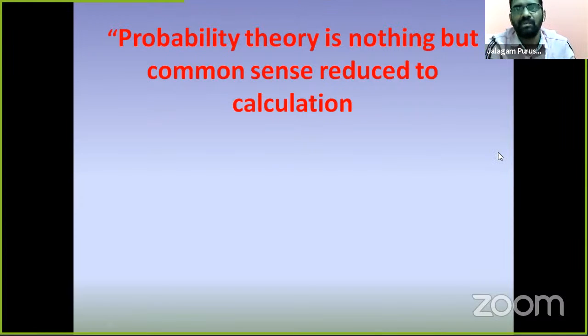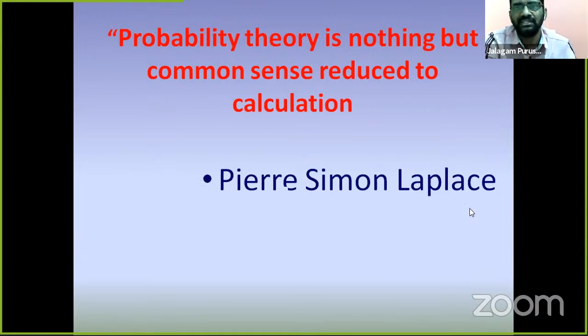See here, probability theory is nothing but common sense reduced to calculation. So children, probability means common sense. Common sense means estimation, imagination, some calculation that is reduced to numerical form. That definition was given by Pierre-Simon Laplace, one of the mathematicians.